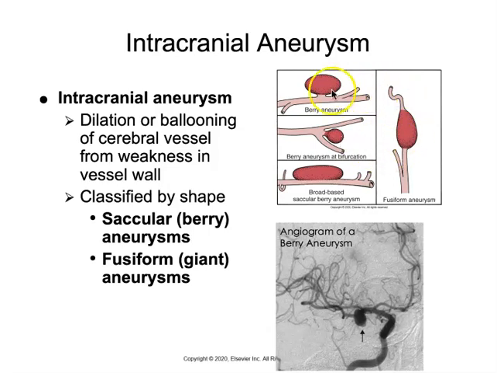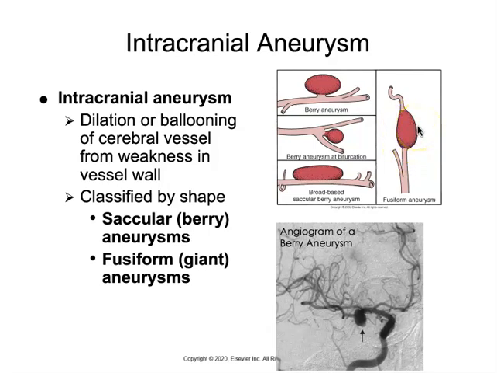We do classify aneurysms based on their shape. So we can have something that is more saccular or a berry aneurysm. These are small pouch-like bulges that typically form at arterial branch points. And then we have fusiform, or these are also called giant aneurysms. Just like the name says, these tend to be larger and involve the entire vessel wall and create a spindle shape dilation. So notice how they're a little bit more tapered at the end and wider in the center.